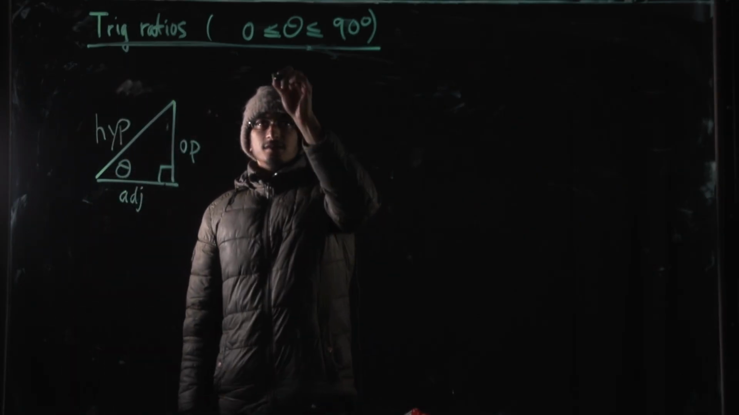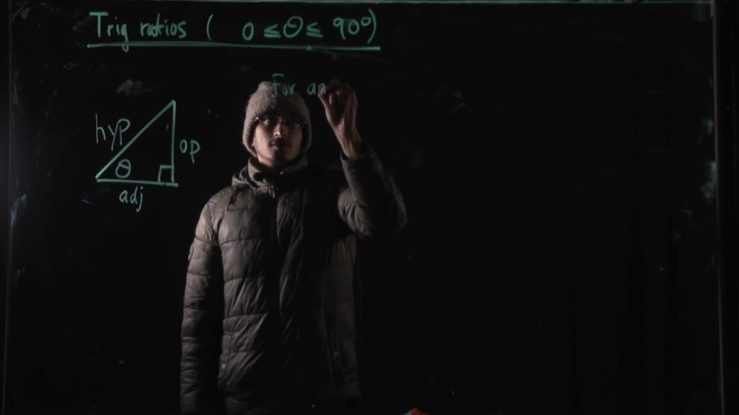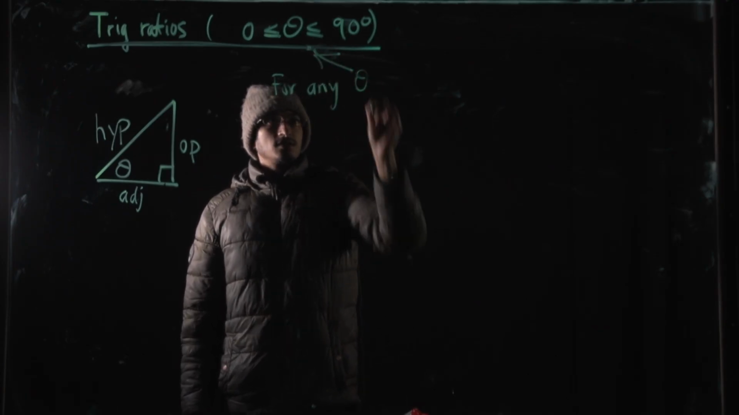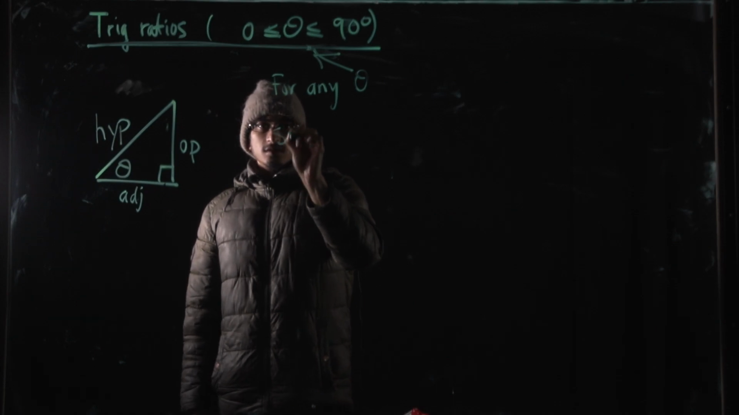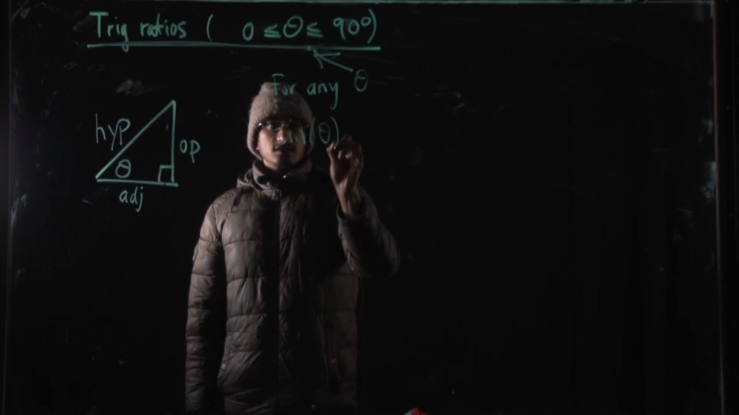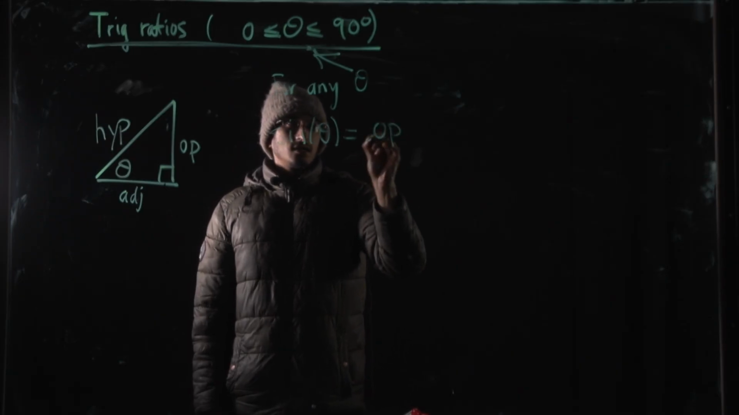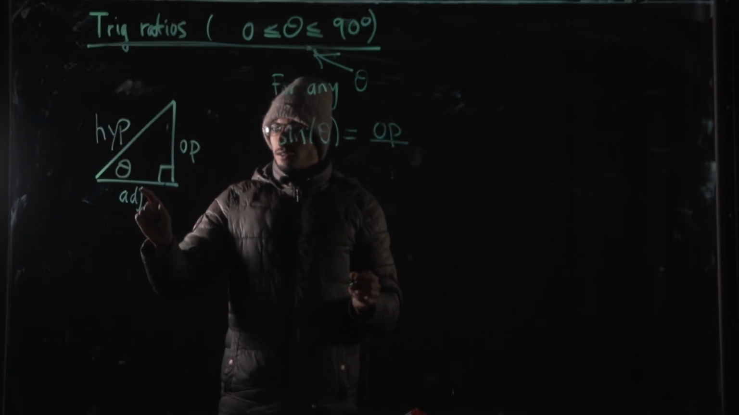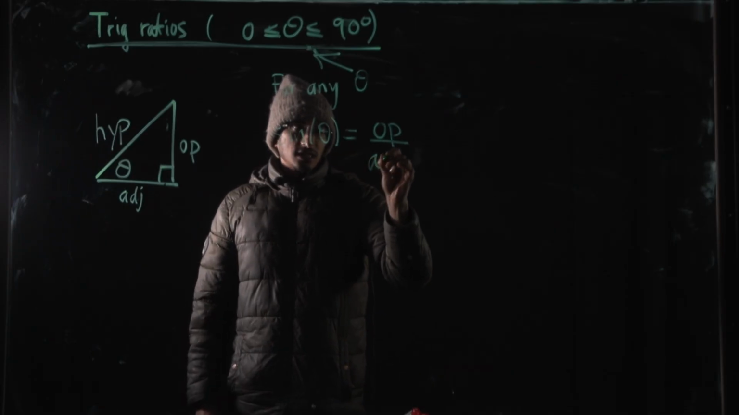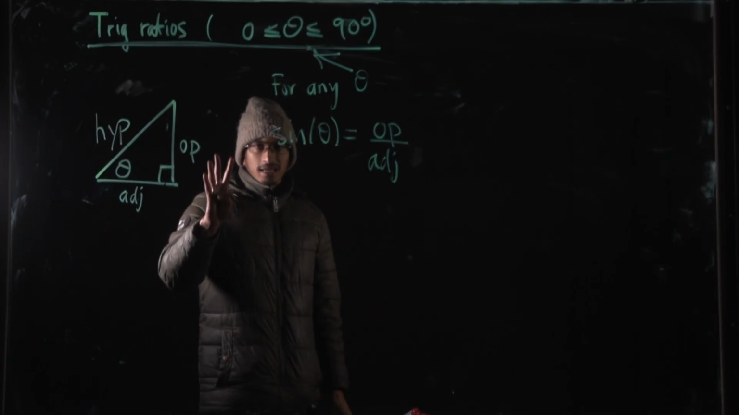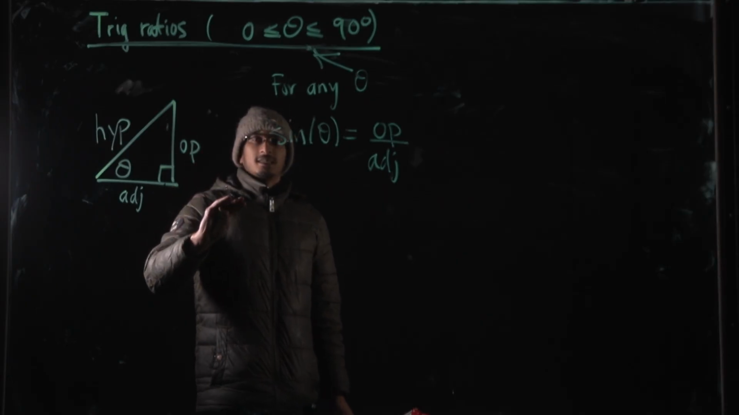For any theta that's in this range, the sine of theta is the following number. It is the opposite side of this triangle divided by the adjacent side of this triangle. This assignment determines a function.